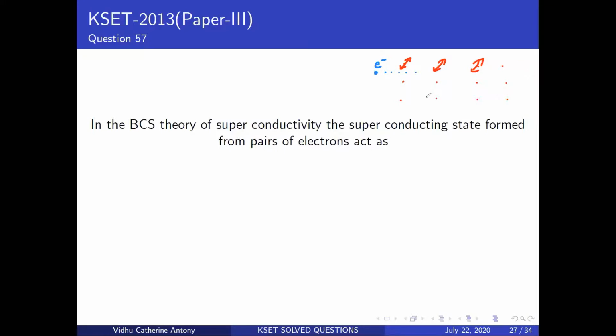Now what happens when you cool them? When you cool them, these atoms are going to stay stagnant. Not extremely stagnant, but almost stagnant. So what happens then? When your atoms stay stagnant, your electron can pass through them.